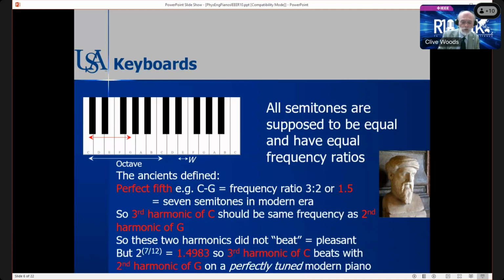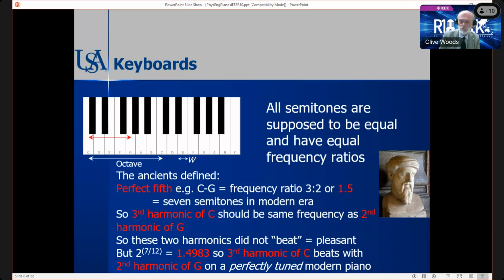The problem is, on a modern piano, a perfect fifth is 7 semitones, and you can work out 2 to the power 7 over 12, and it's just slightly below 1.5. So even if you have a perfectly tuned modern piano, Pythagoras would say, well, that's not really in tune, because the G on a piano is slightly flat compared to where it should be. And of course, this is the problem.